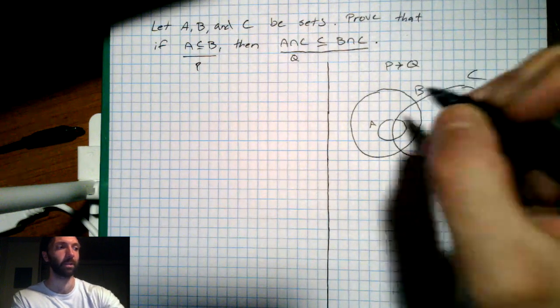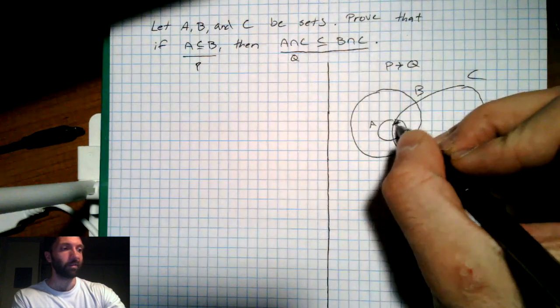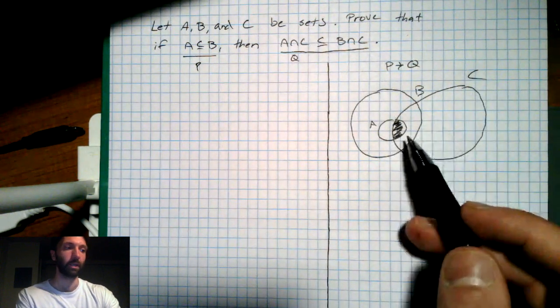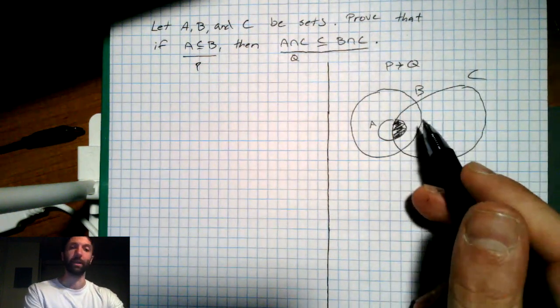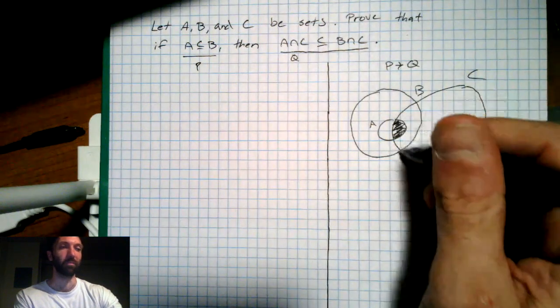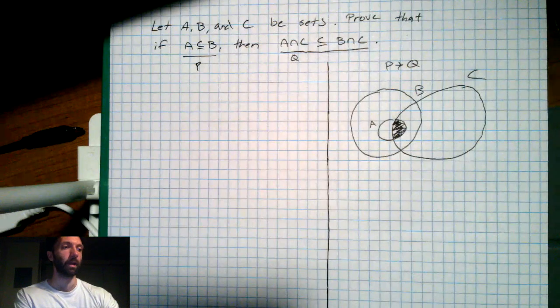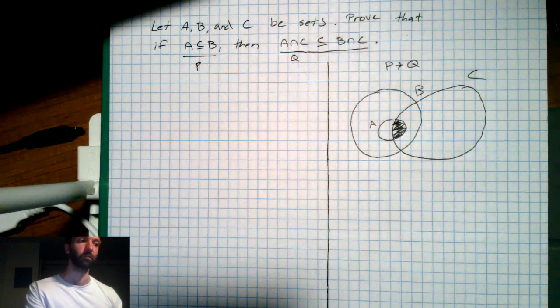And as we can see, A being a subset of B does in fact lead to the intersection of A and C that I just shaded here being a subset of the intersection of B and C. Okay, and so visually this makes sense. And now it's our job to put this in words and go ahead and write the proof.